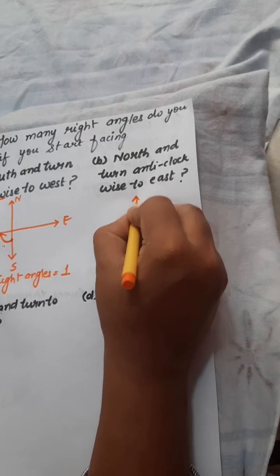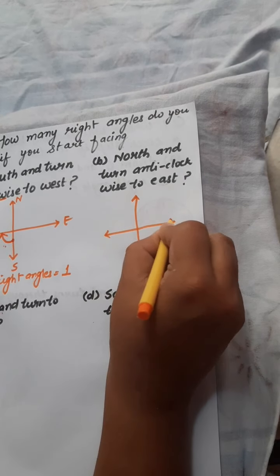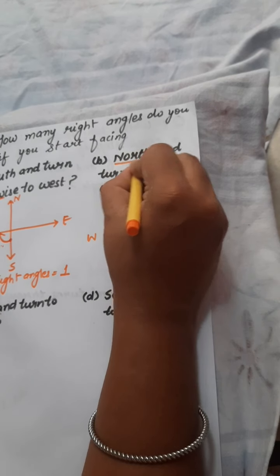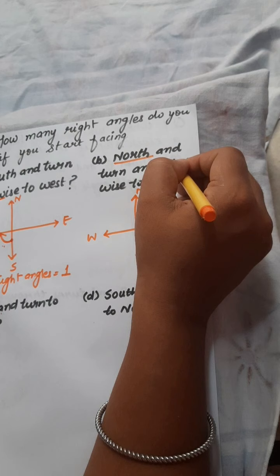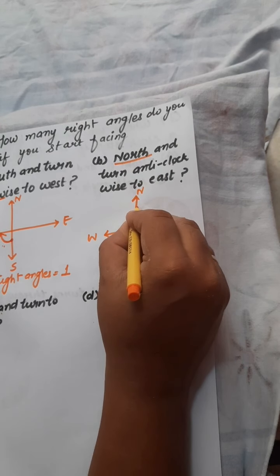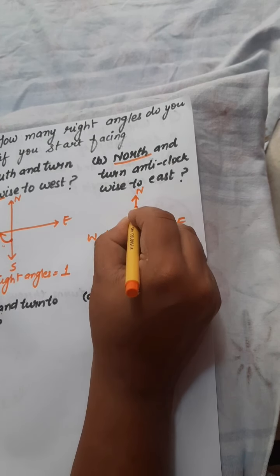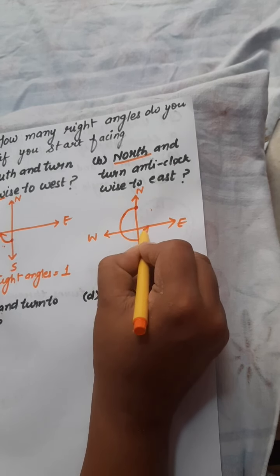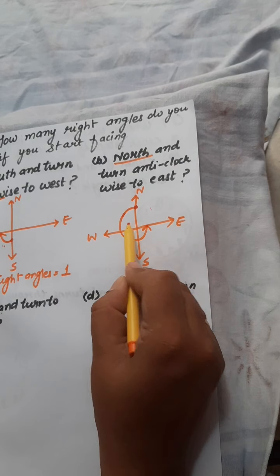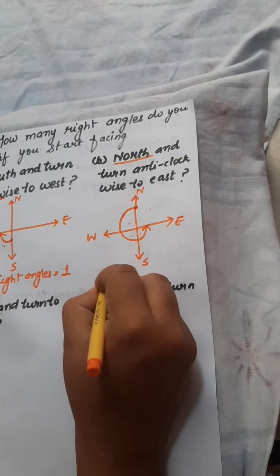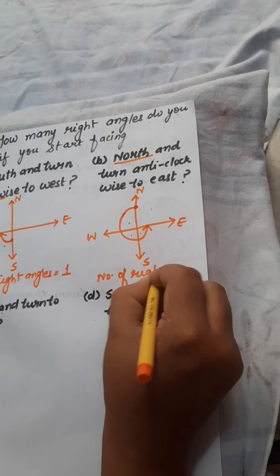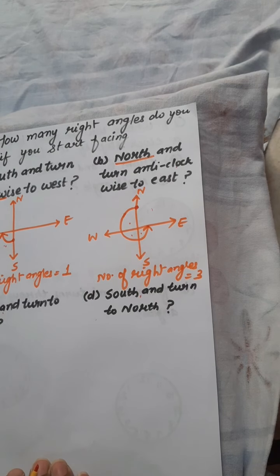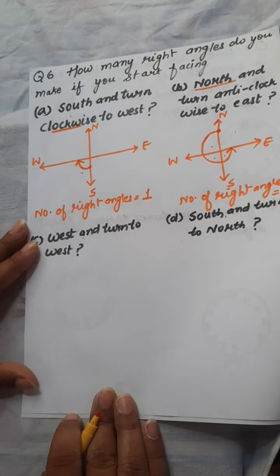Now next we have B part. Now just make the directions first. North, south, west, east. You have to start from north and turn anti-clockwise to east. As this is north, clockwise is in this way, anti-clockwise in the opposite way, anti-clockwise to east. Now how many right angles? 1, 2, 3 right angles. So in this case we have the number of right angles equal to 3.